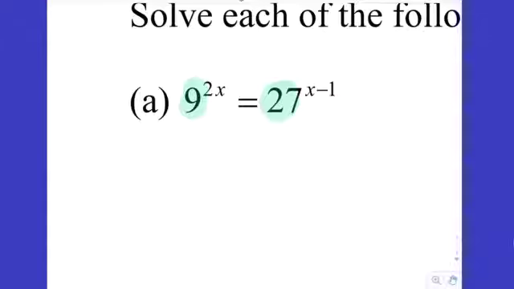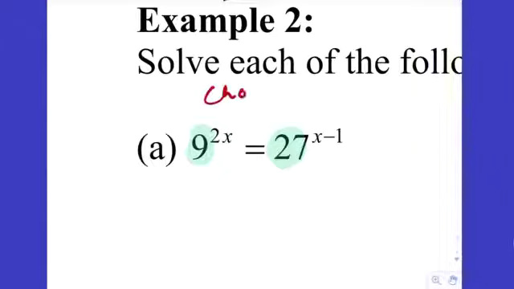I can't write 9 as a power of 27 very easily, and I can't write 27 as a power of 9 very easily, but what do you notice about 9 and 27? You can write both of them as nice powers of 3. All right, so that is your task. Let's choose base 3.